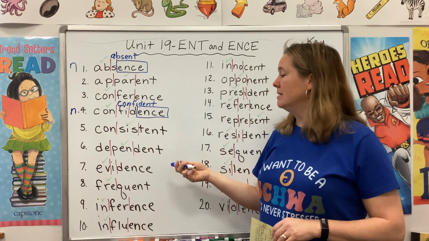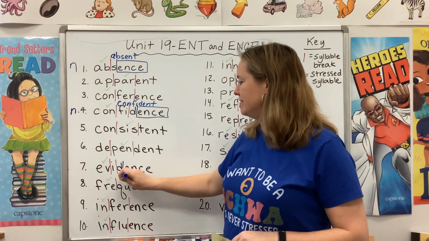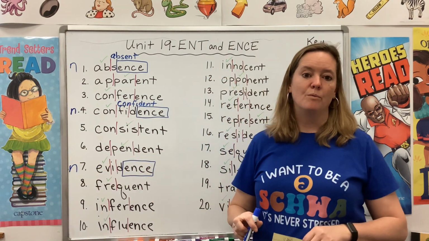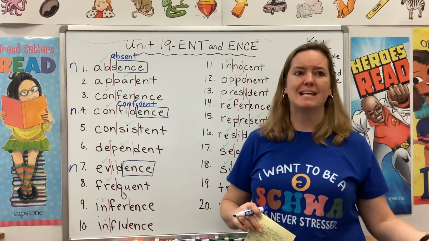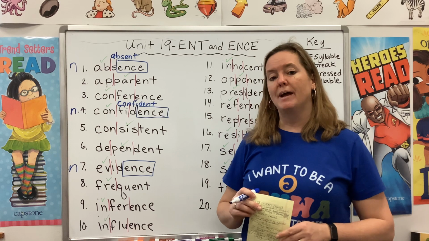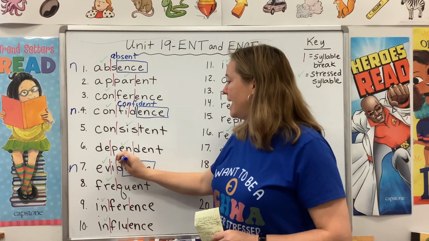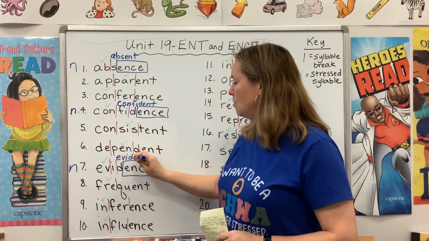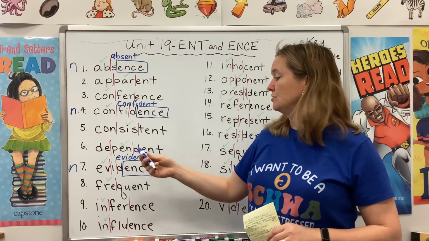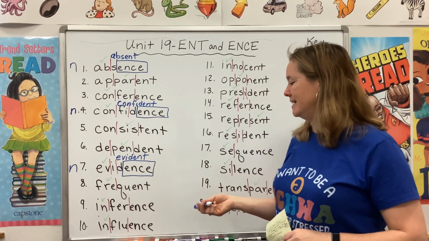Oh, evidence. All right, let's look at evidence. Evidence is a noun, right? The lawyers or the detectives, they have to collect evidence and they bring it to the jury, right? And if they bring the right evidence, then it becomes evident or obvious to the jury that a person is guilty or innocent. So again, evident, the adjective, becomes evidence, the noun.